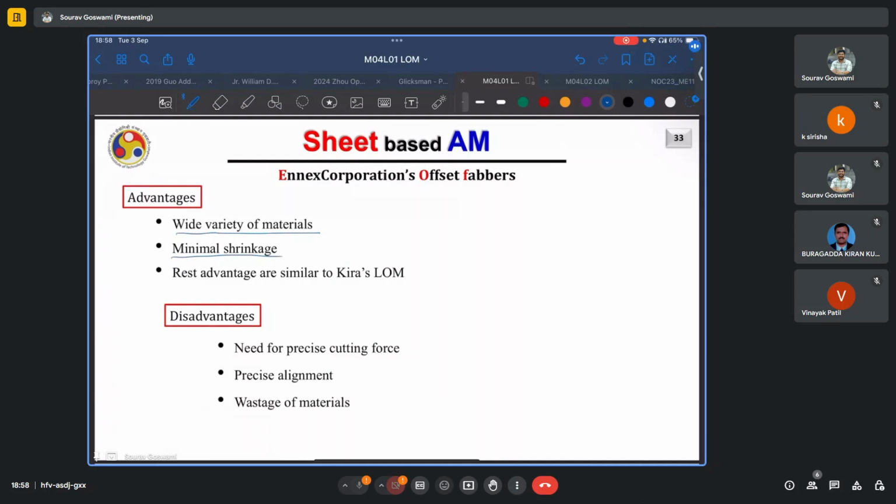However, you need precise cutting forces so that the carrier plate itself is not damaged. The alignment between the new layer and the previous layers must be very precise, and you'll end up wasting a lot of material. However, this is common to almost all the sheet-based additive manufacturing processes.